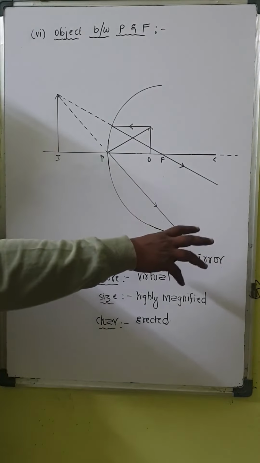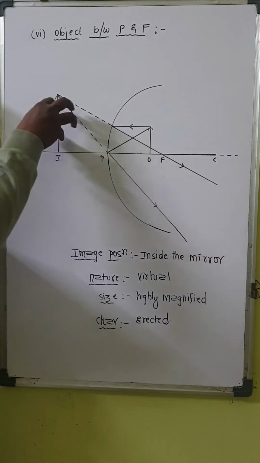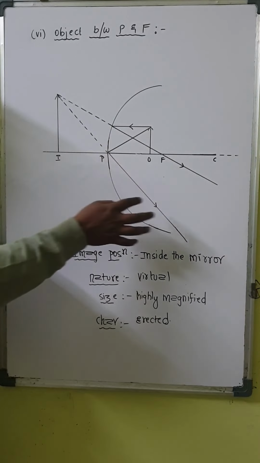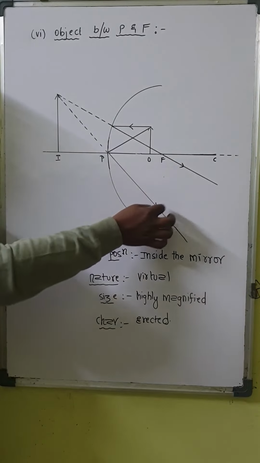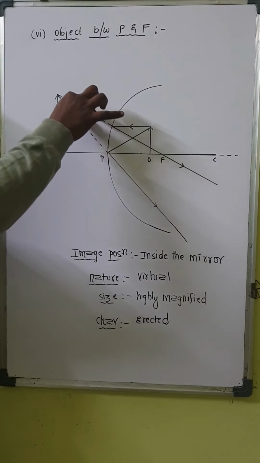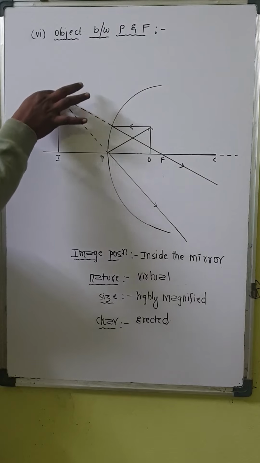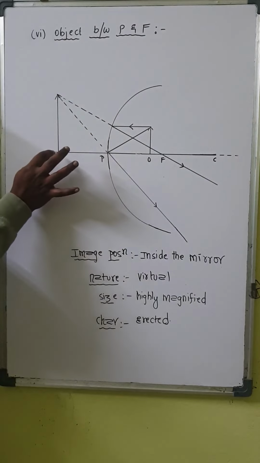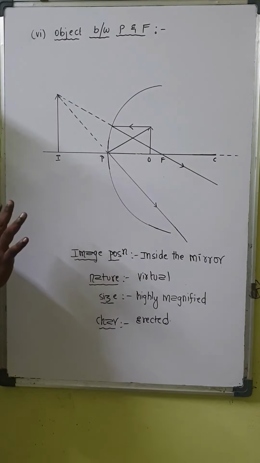So then where does the image form? The image forms inside the mirror. And how do you show it inside the mirror? To show the image, just extend these reflected rays backwards. They will meet at a point. From this point, draw a perpendicular. This will be the image of this object.